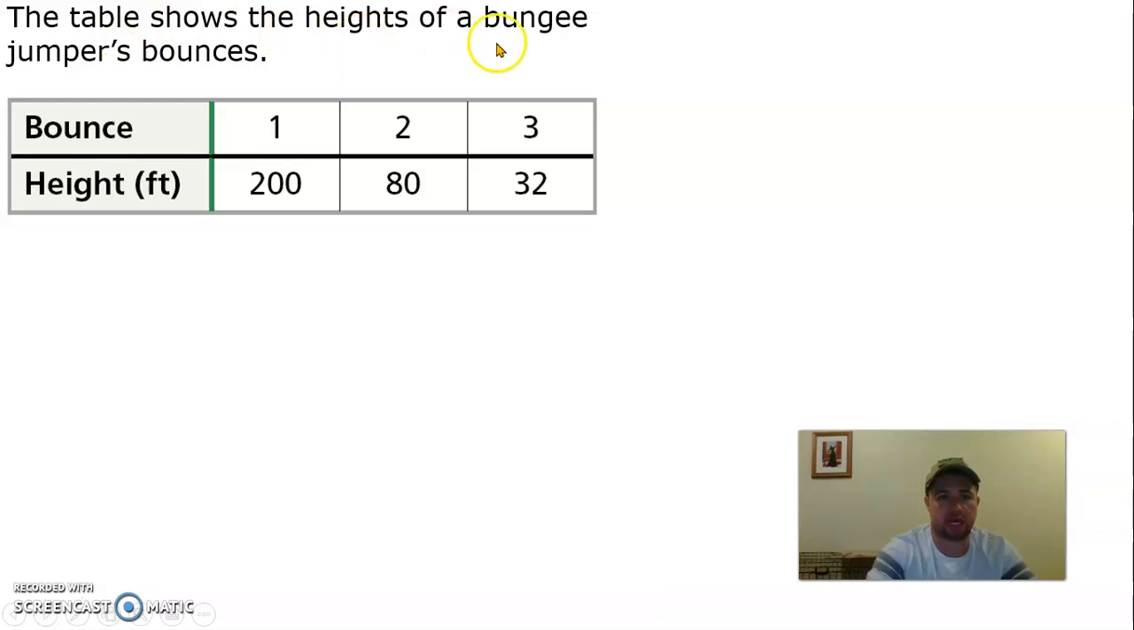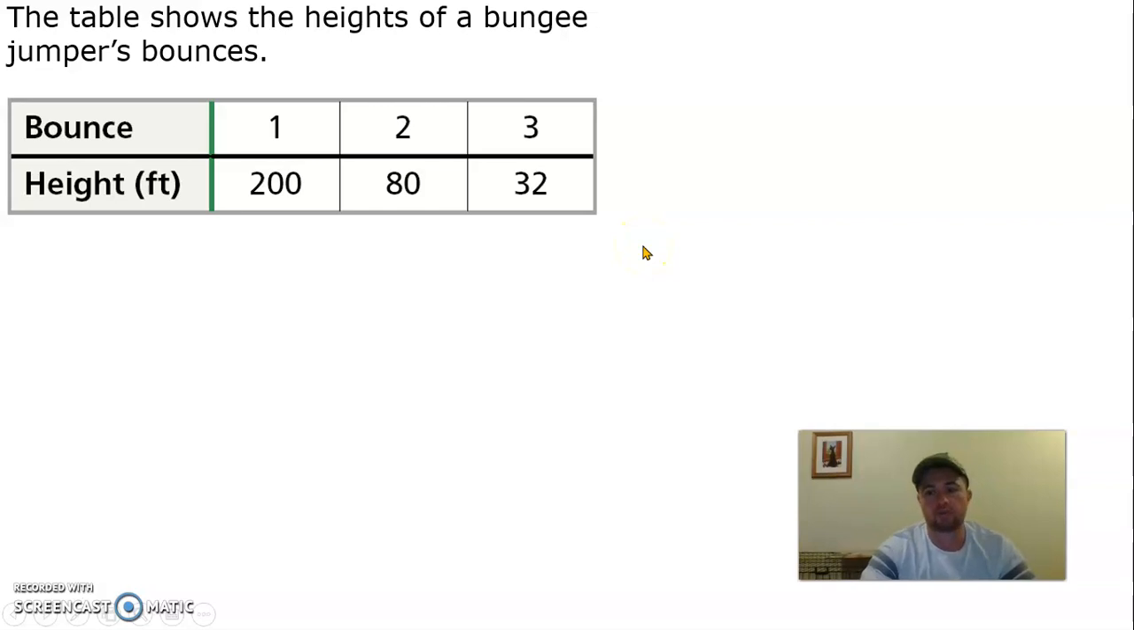This table shows the heights of a bungee jumper bouncing. Now, not bouncing off the ground, like, a bungee jump is elastic and it bounces back up. So, the first bounce, the guy or gal comes back up 200 feet. The second bounce, they only come back 80 feet. And the third bounce, they only come back 32 feet. Now, I know this is not an arithmetic sequence because we don't have a constant difference. The difference between 200 and 80 is not the same as the difference between 80 and 32.